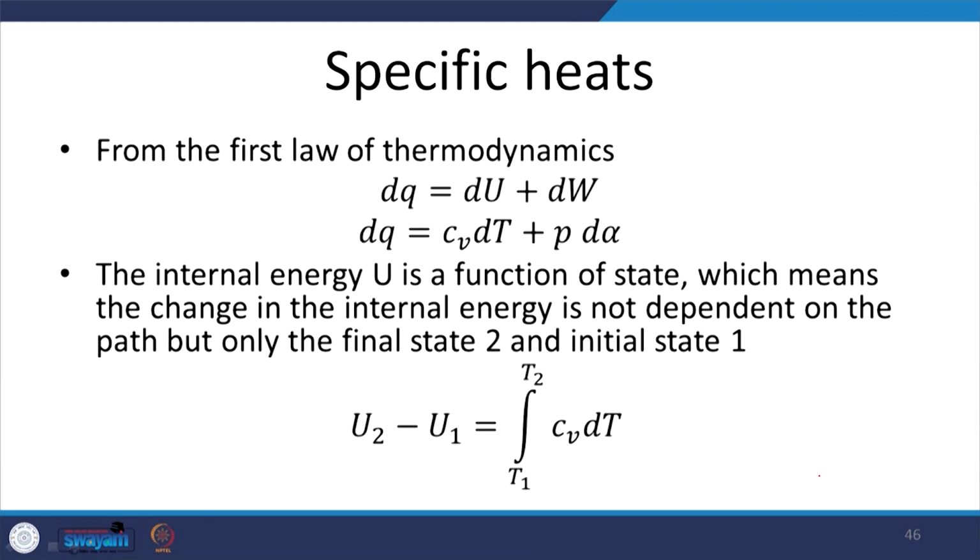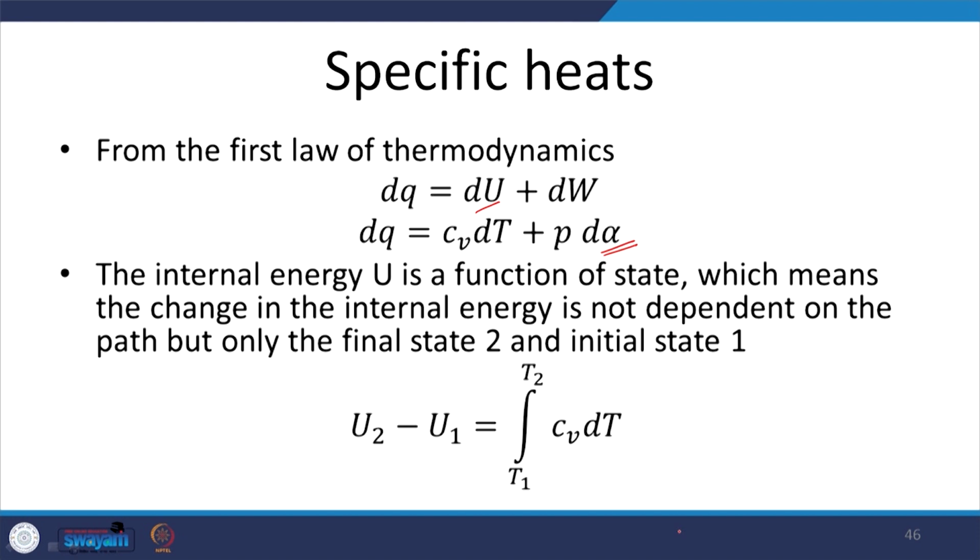So, from the first law of thermodynamics again, we know that dq is equal to du plus dw. Now, we have introduced alpha, which is the specific volume, right, volume per unit mass. So, du is now written as Cv dT, and dw is not p dv, rather it is p d alpha, right. Alpha is the specific volume.